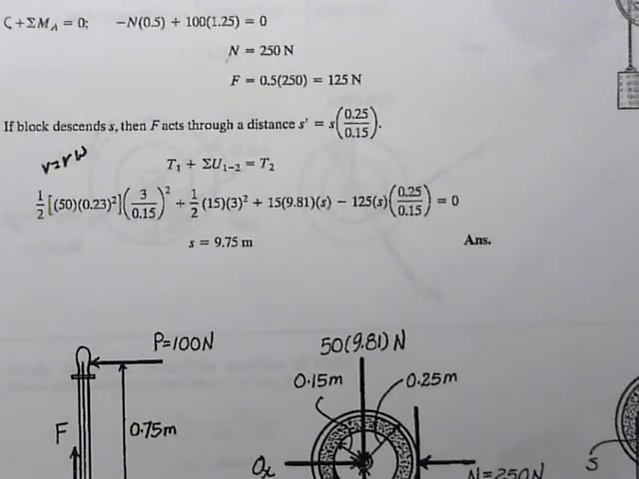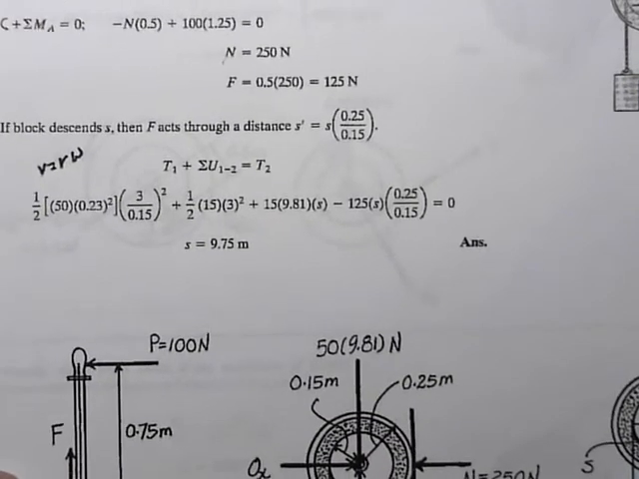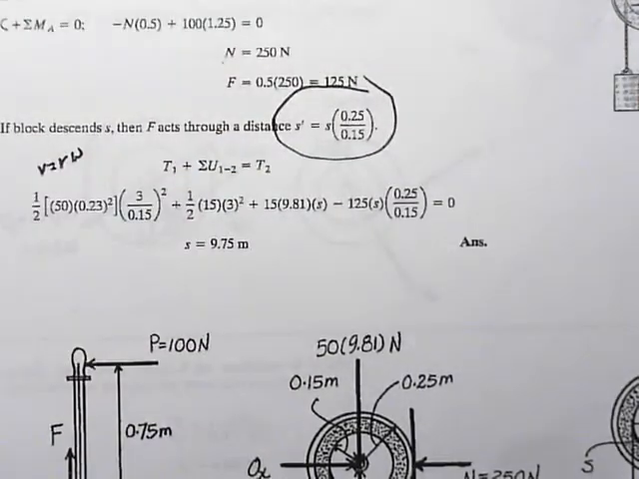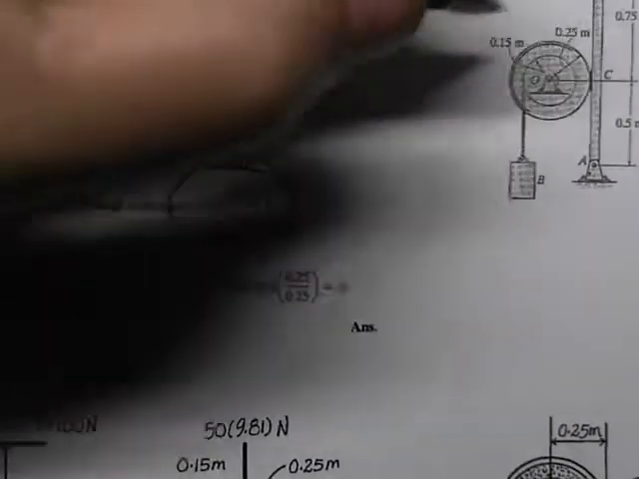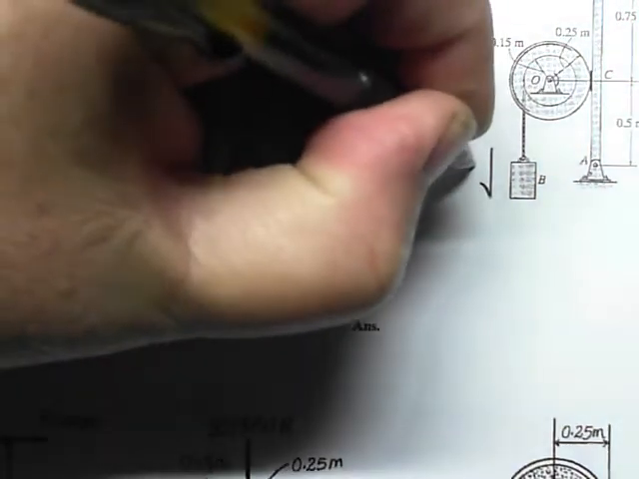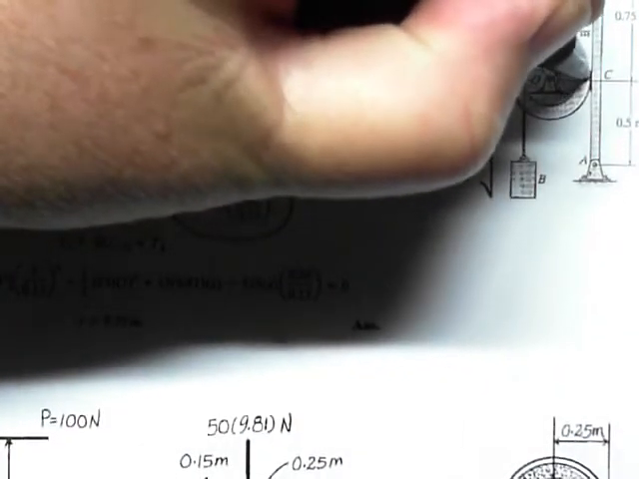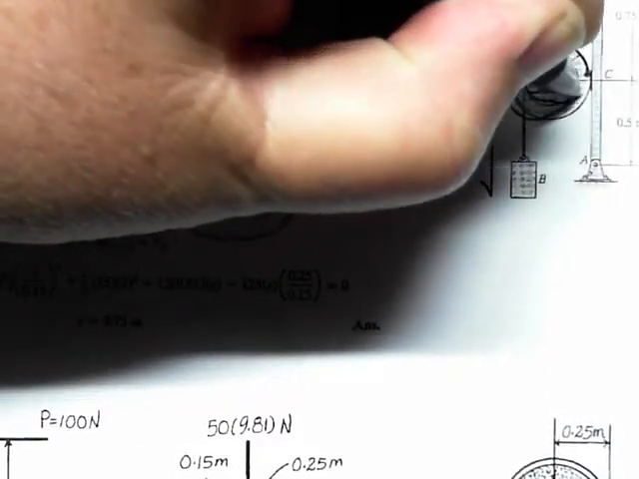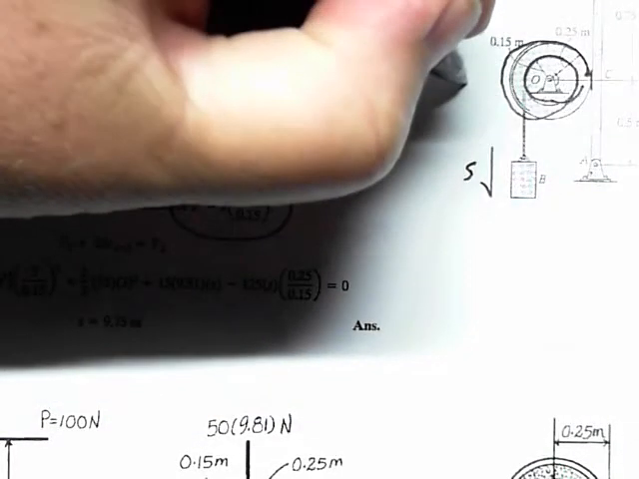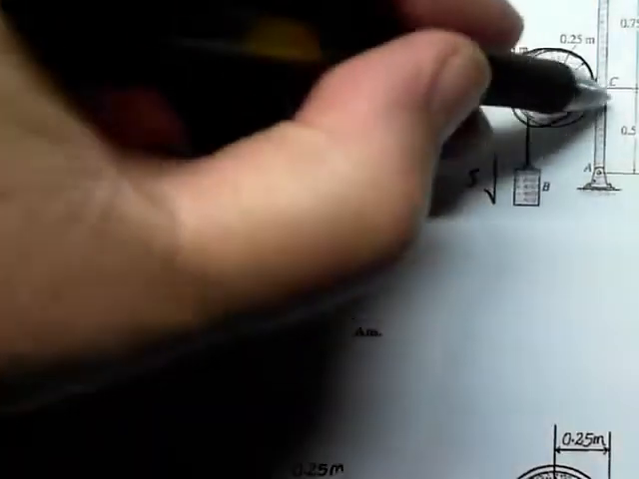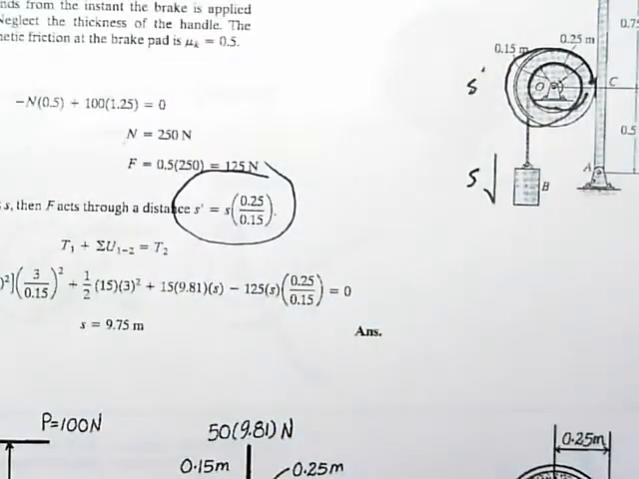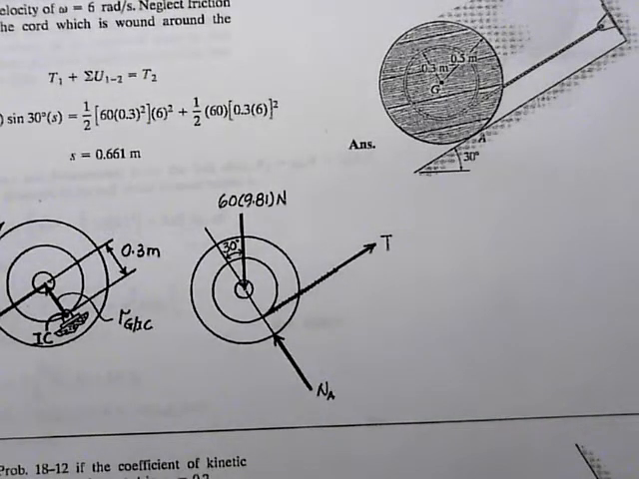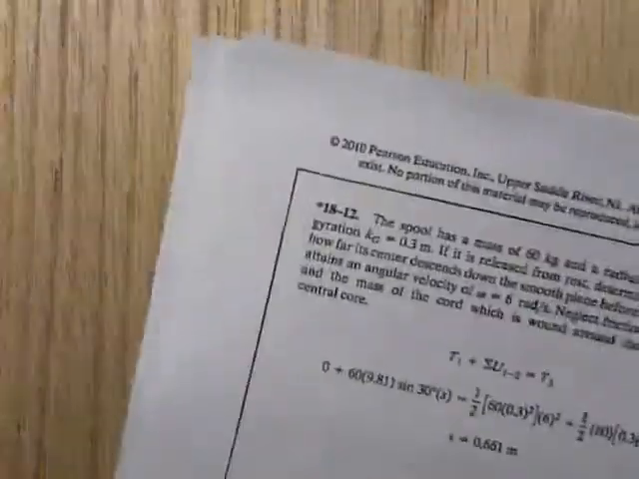And probably the key difficulty of this problem is right here, realizing that whatever distance this falls, s, the rubbing distance might be multiple revolutions. Okay, multiple revolutions is going to be an s prime, and that rubbing distance will be larger than the falling distance. And that was problem 18-8.